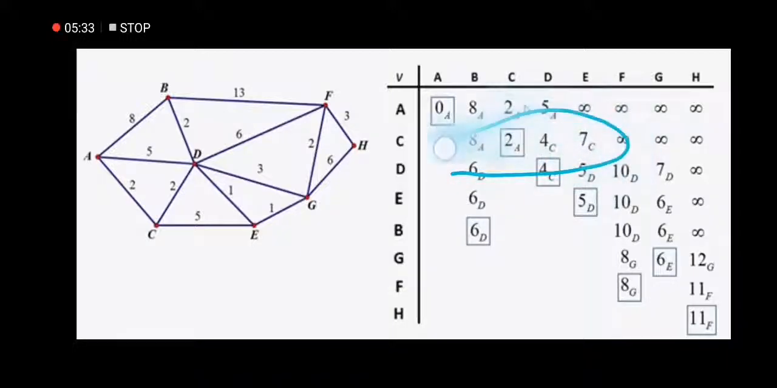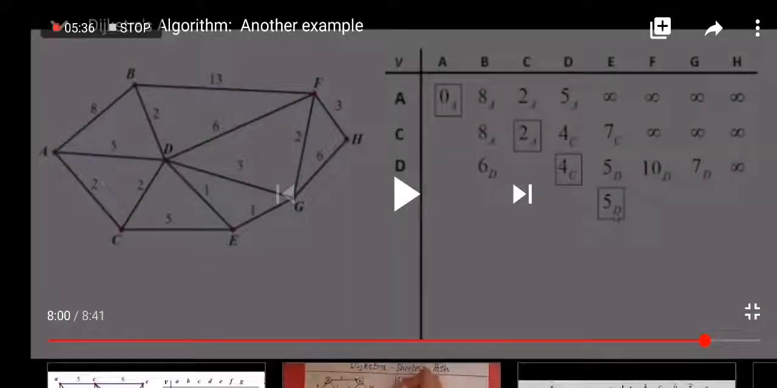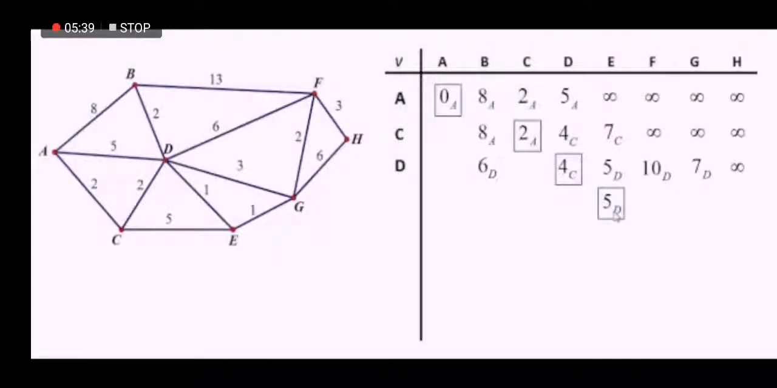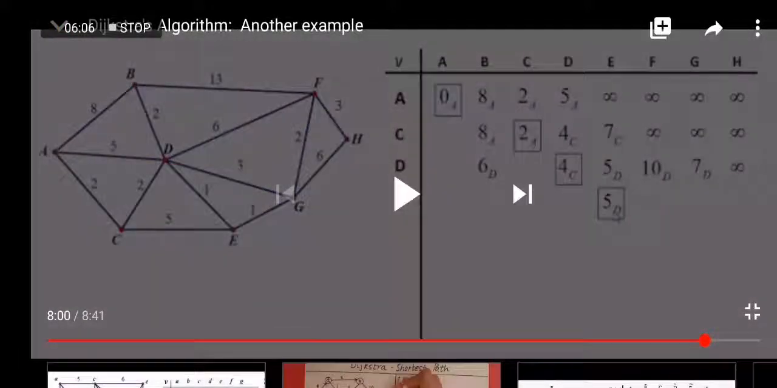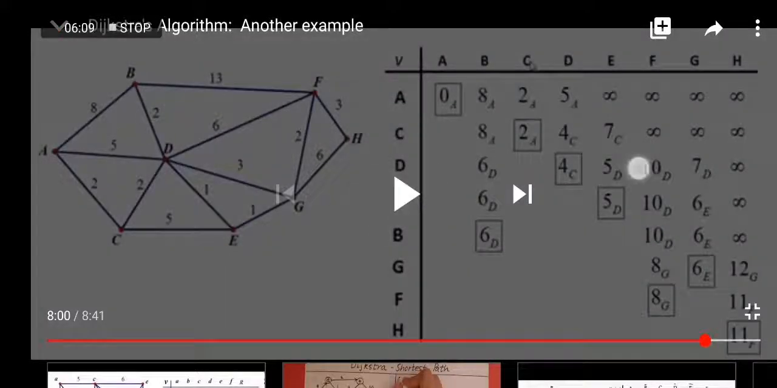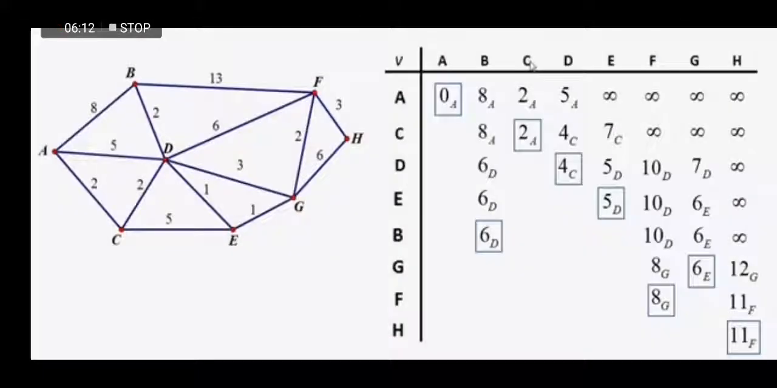From this option, the shortest length after the length of vertex A to C is vertex C to D. So we drag it down and then box it, and then we will consider from vertex D now.